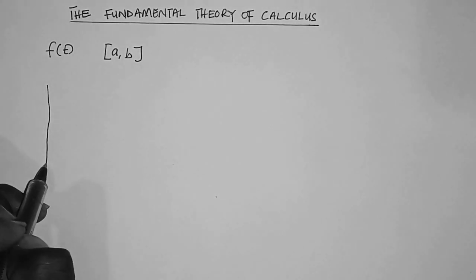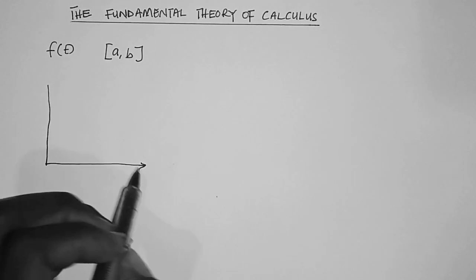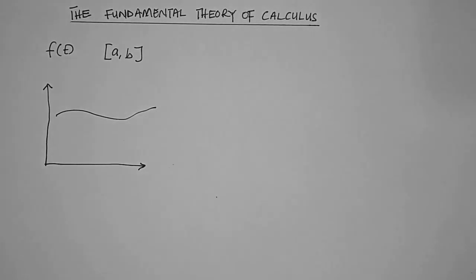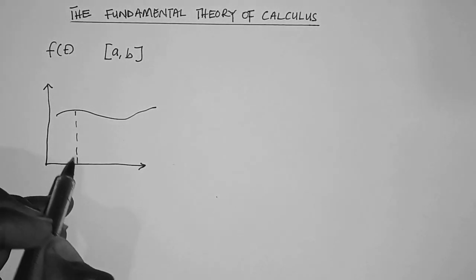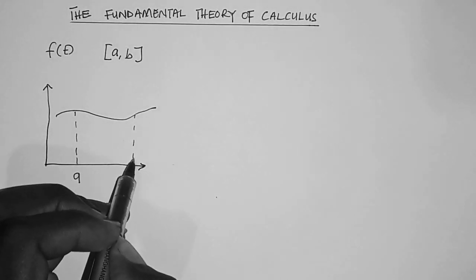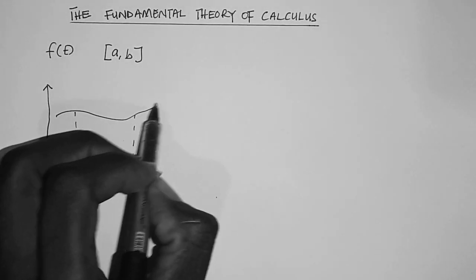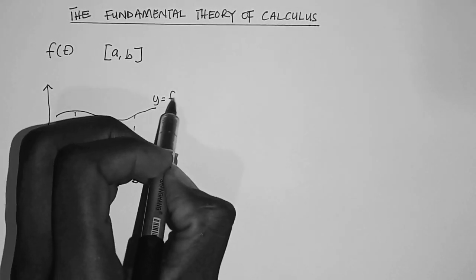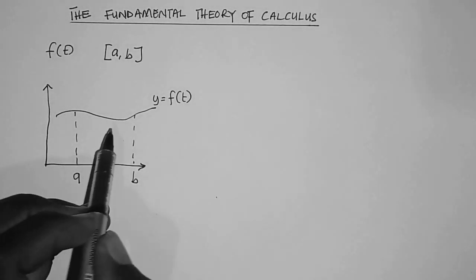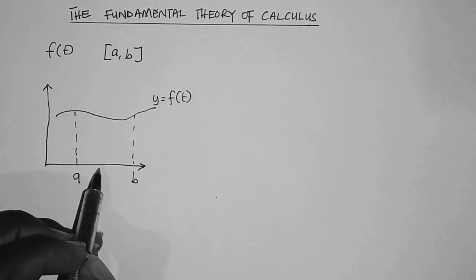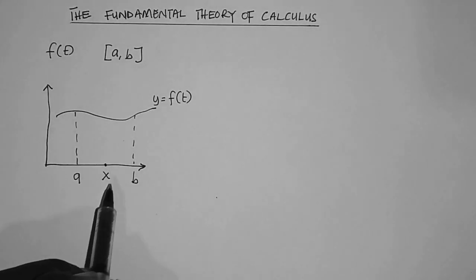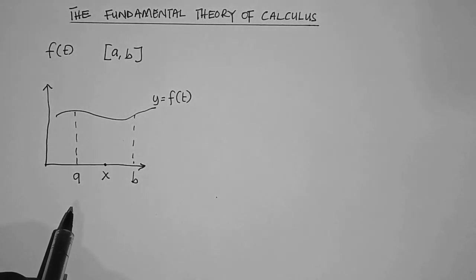Okay, so let me try and sketch the function. Let's assume that the function looks like this, and this is the beginning point of the interval, a, and then this is b, and this is the function y equals f of t. Now, let's assume that there is also another point here which is x, such that x varies between a and b.